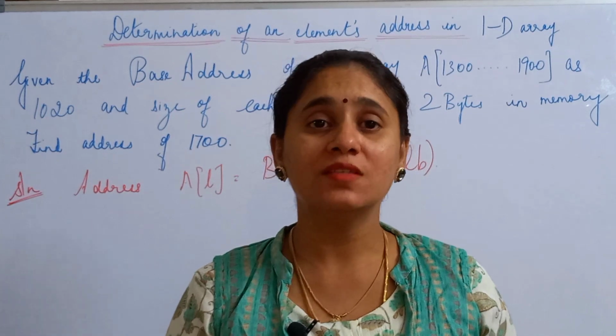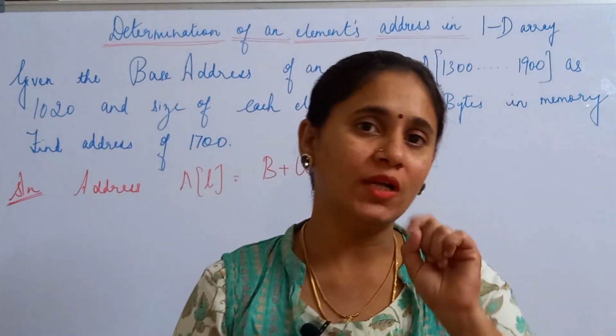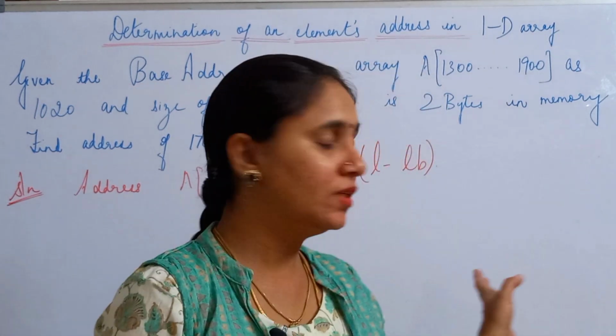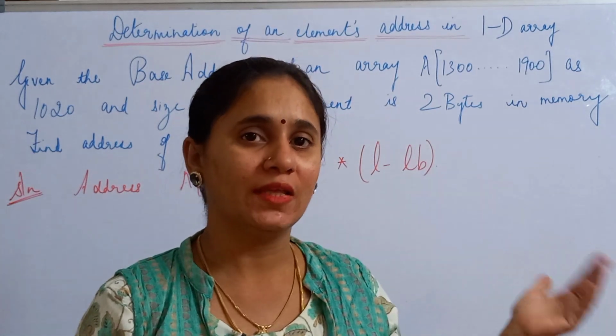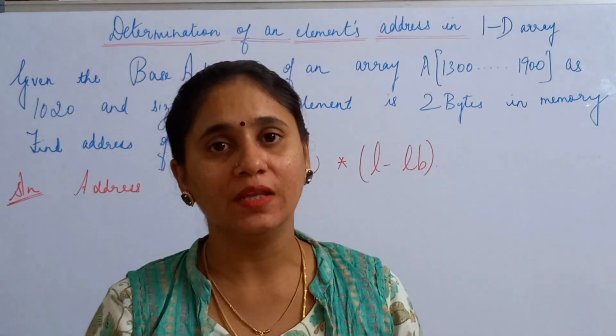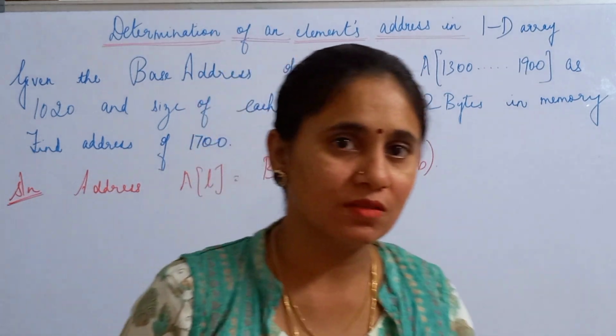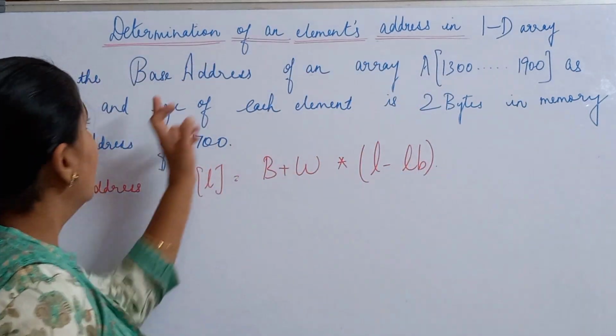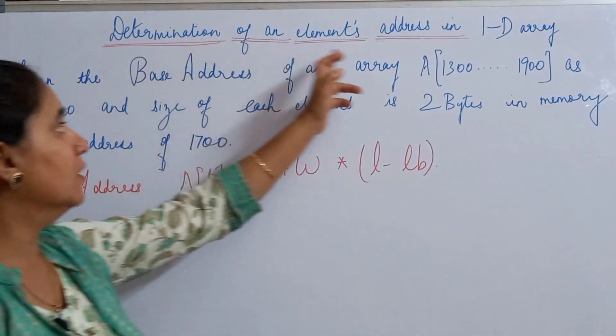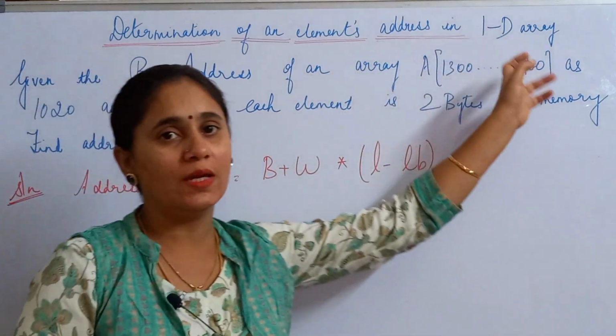In the last class we discussed the formula for a one-dimensional array. Now we are going to discuss an example of a one-dimensional array. Shall we proceed with this topic? We are going to find the address of an element present in a one-dimensional array.